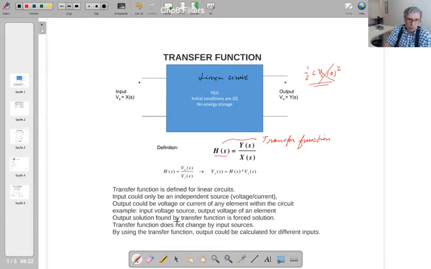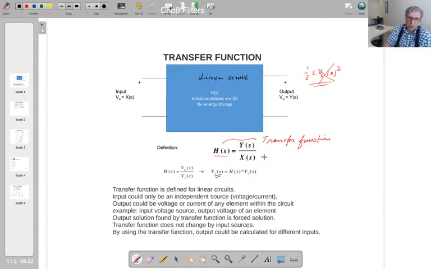Output solution found by transfer function is force solution. So the output function, if you transfer this output function here from S domain to time domain, the solution that we found is a force solution. Why is that? Because we defined the transfer function when the initial conditions are zero. If the initial conditions are zero and the only energy source is the independent source, then the solution that we are going to find is going to be force solution.